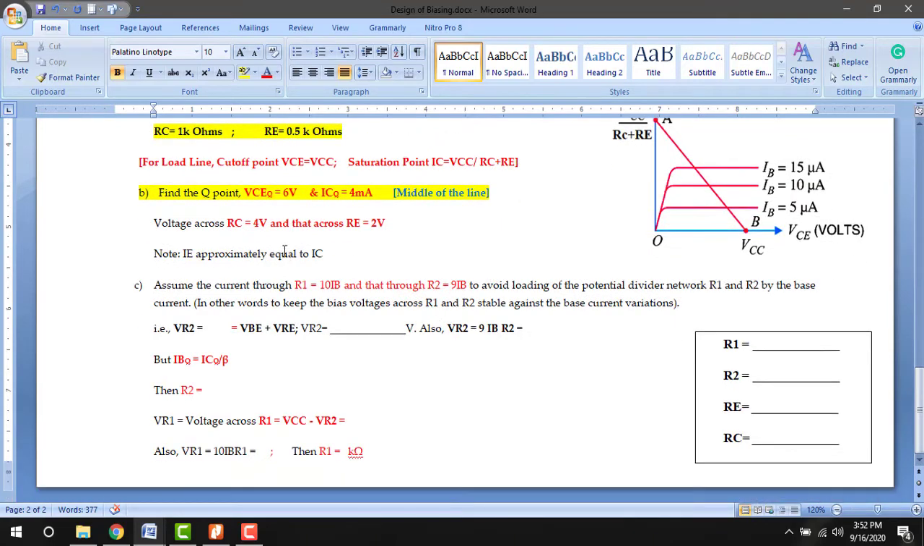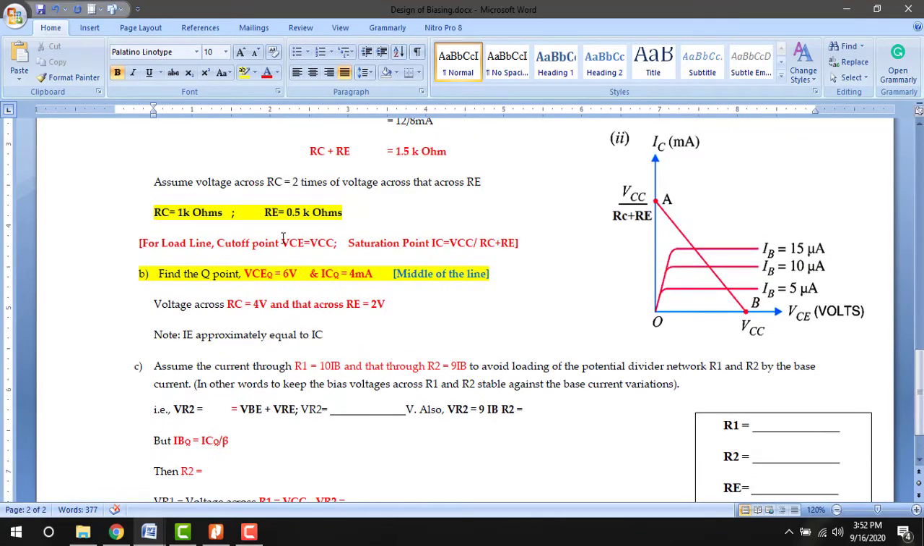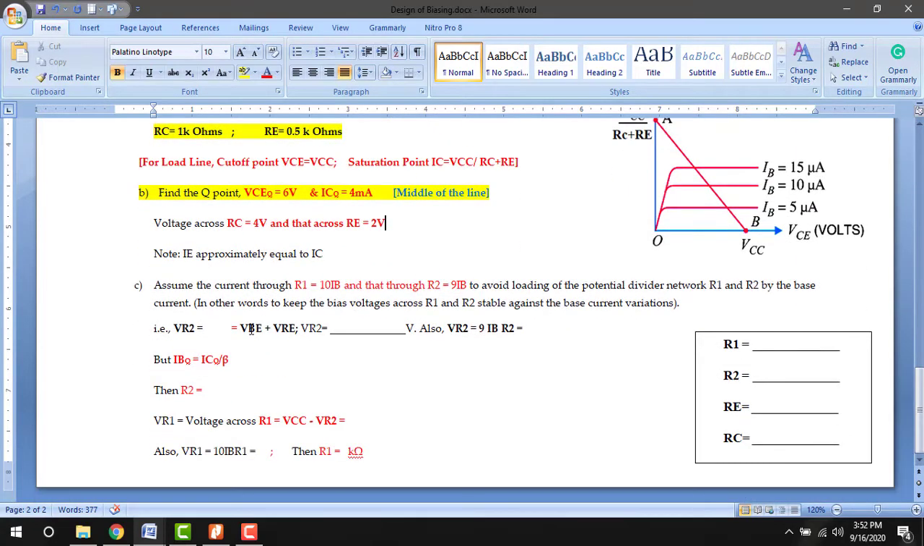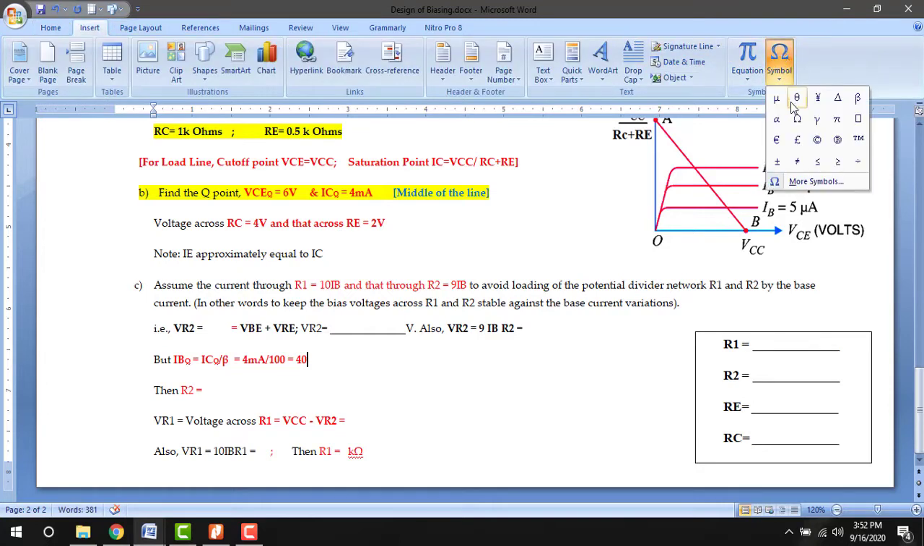So we calculated the voltage drop across RE and RC. Next, we are going to calculate the IB value. ICQ is 4 milliamps divided by the beta value, which is 100. So the IB value is 40 microamps.